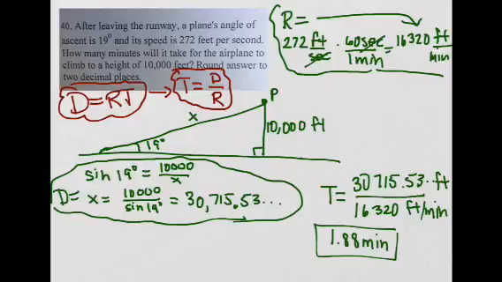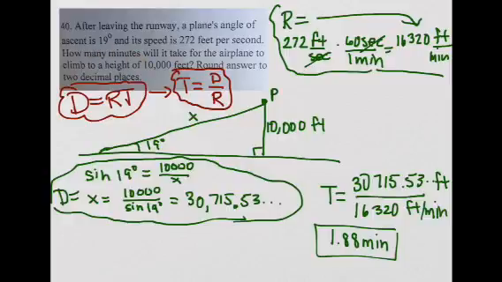Okay, so for number 40, you're going to need the concept of distance equals rate times time. Right here, distance equals rate times time, because it's giving you a rate right here. Speed is a rate. It's asking for how many minutes. It's asking for the time.